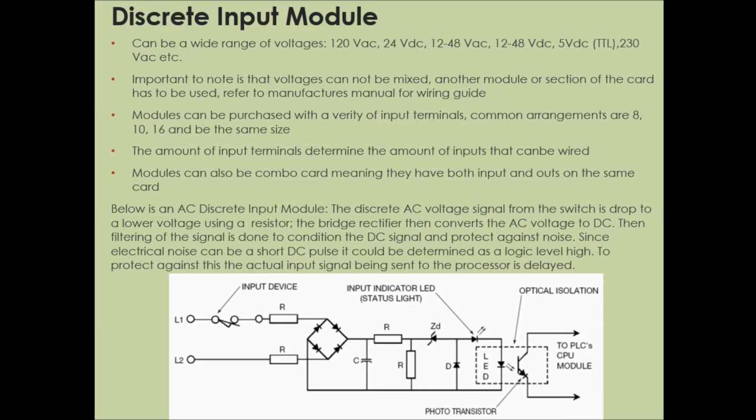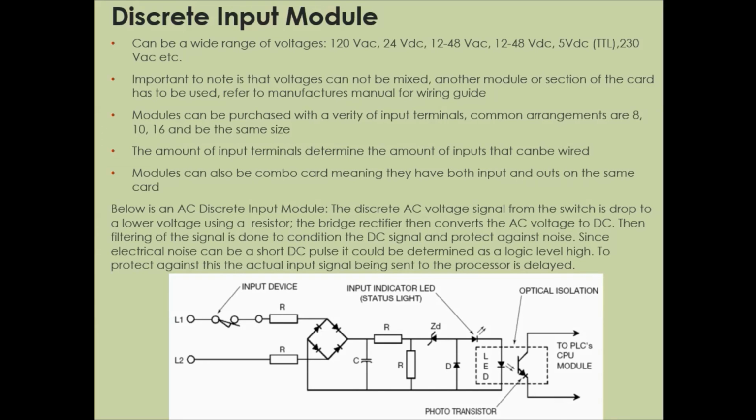The modules can be purchased with a variety of input terminals. Common arrangements are 8, 10, 16, 32. Even though they have more terminals, the size is always the same, the actual physical size of the card. The amount of input terminals determines the amount of inputs that can be wired. Modules can also be combo cards, meaning they have both inputs and outputs on the same card.